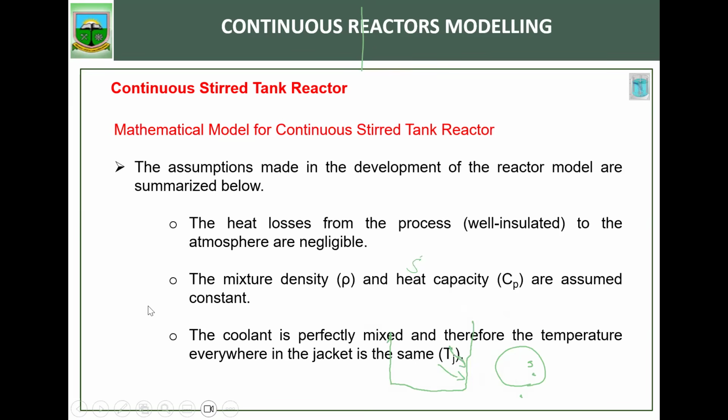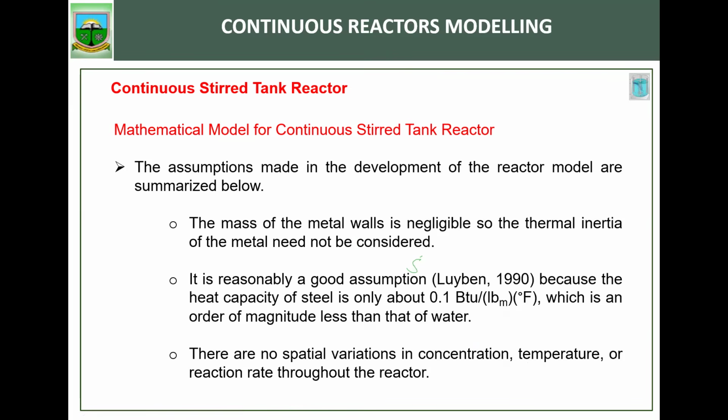So let's look at how we can write the mass balance equation for this. Assumptions we have: the heat loss from the process is negligible, which means that we are assuming that the insulation is perfect. Then also the mixture density and the heat capacities, we assume that they are constant. And the coolant is perfectly mixed. Therefore, the temperature is the same everywhere in the jacket. The mass of the metal wall is negligible. So the thermal inertia is constant.